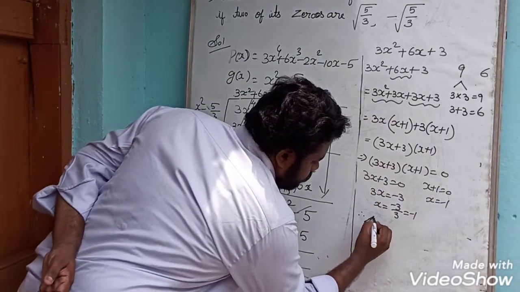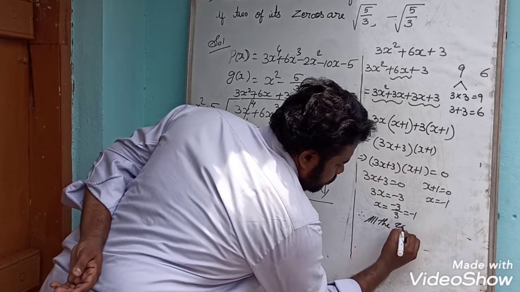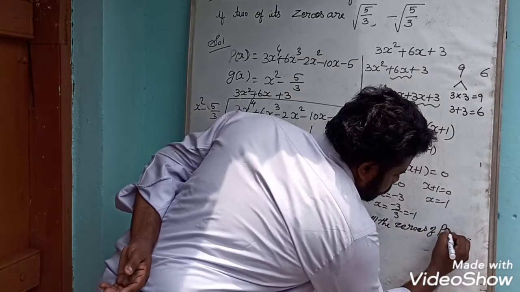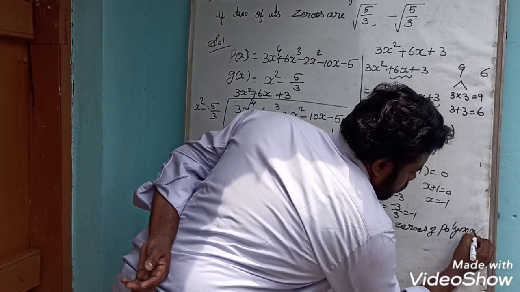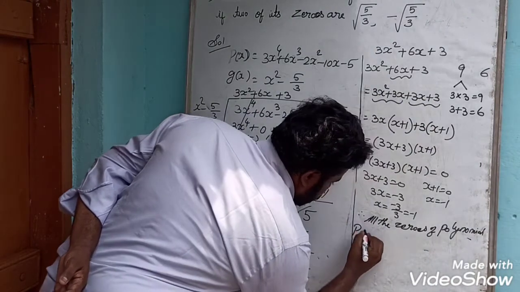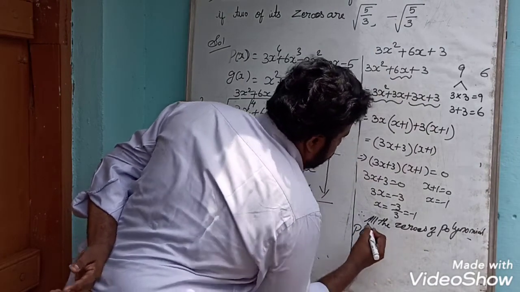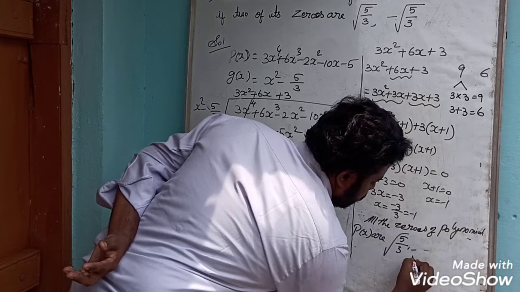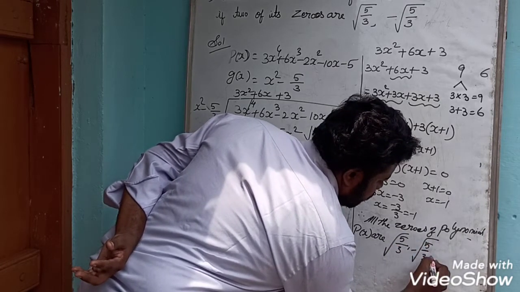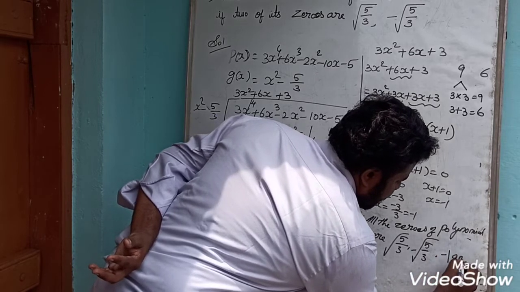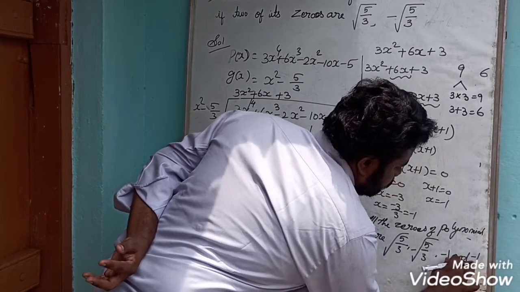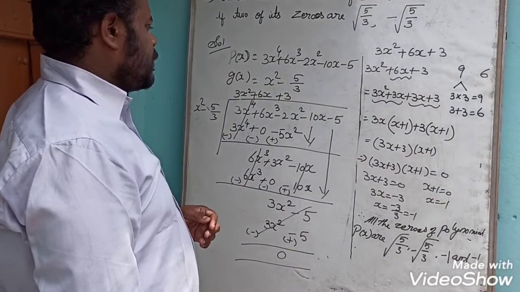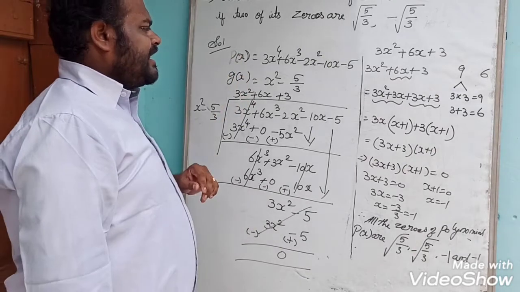Therefore all the zeros of the polynomial p of x are: first we have root 5 by 3, comma minus root 5 by 3, comma minus 1 and minus 1. So these are the zeros of the polynomial 3x power 4 plus 6x cube minus 2x square minus 10x minus 5.